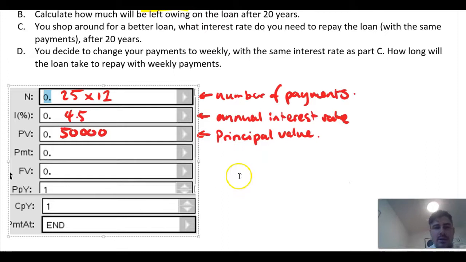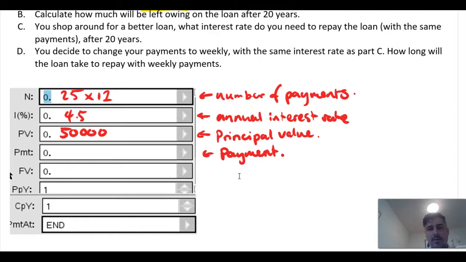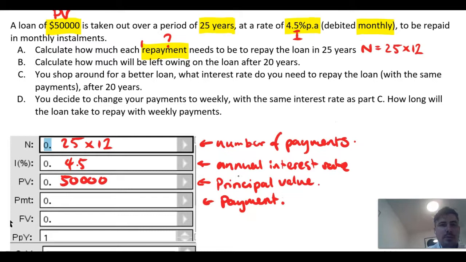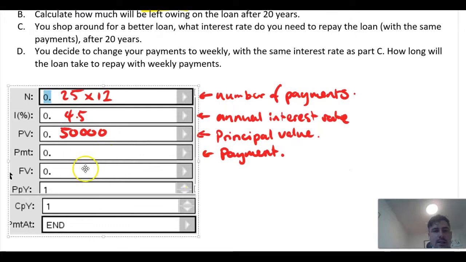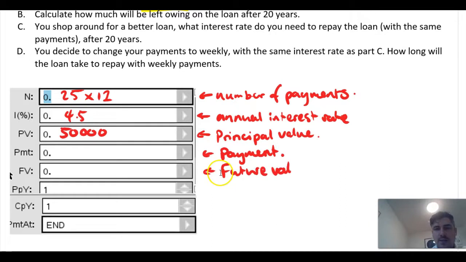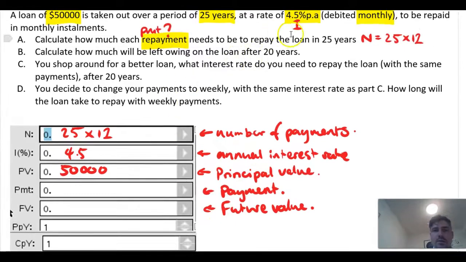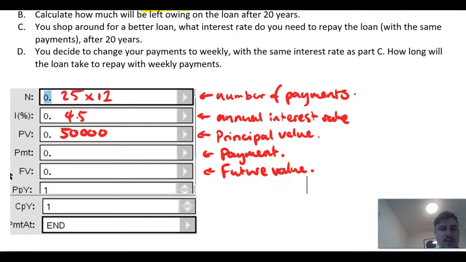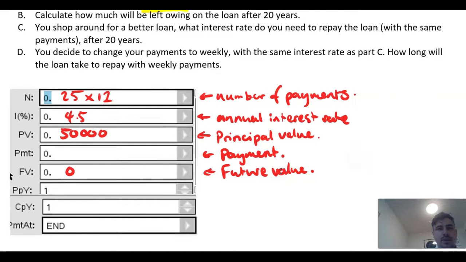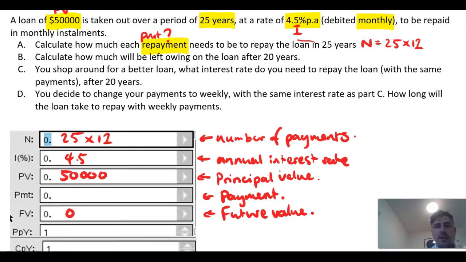Now the payments, this is the payments made by the customer or by the investor. These we don't know. This is actually the question mark. So PMT is the question mark one. So we're going to leave it blank. That's going to be the last box that we fill in. FV means future value, and in this question we want to repay the loan for part A. So FV is going to be equal to 0. Okay, because we need to repay the loan. So FV equals 0.